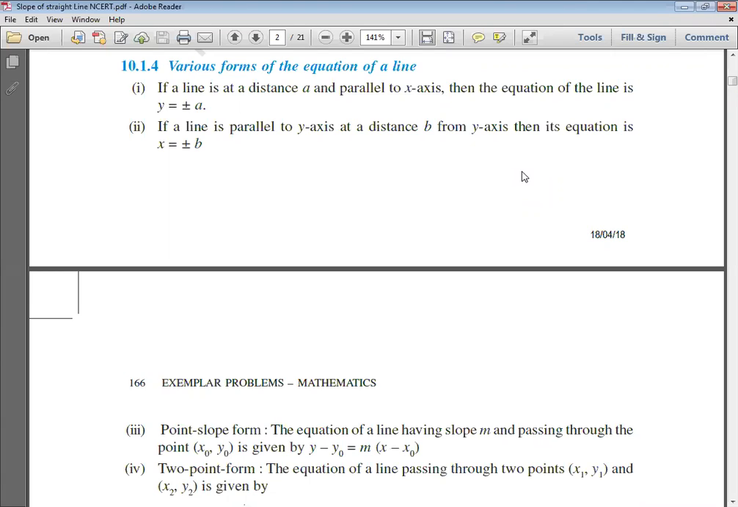I will continue from this equations of straight line in the next class: the various types of equations of straight line, what type of elements are there, and accordingly how their equations change direction-wise, and how the equations are written parallel to the axis, parallel to the x-axis and parallel to the y-axis.